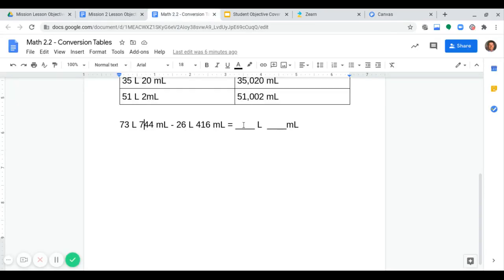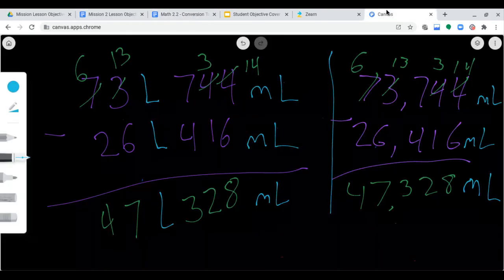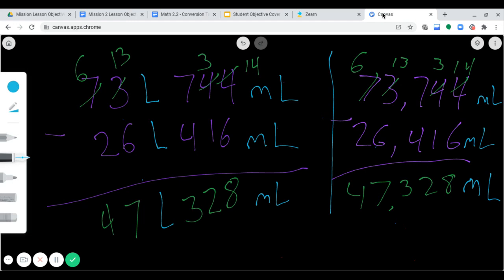Now, the only thing that we might be asked to do, because in this case the problem was asking for it in liters and milliliters, is convert that back into liters and milliliters. So really, if you look at it here, either way I do it, those numbers are equal. They're equivalent. It's just how we're labeling them. So I just want to label this now in liters and milliliters.